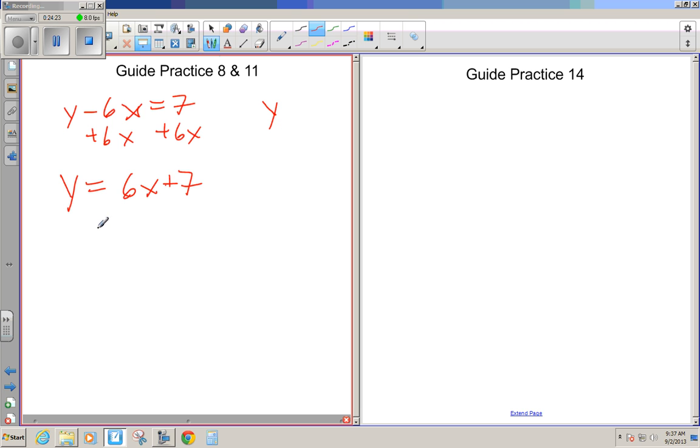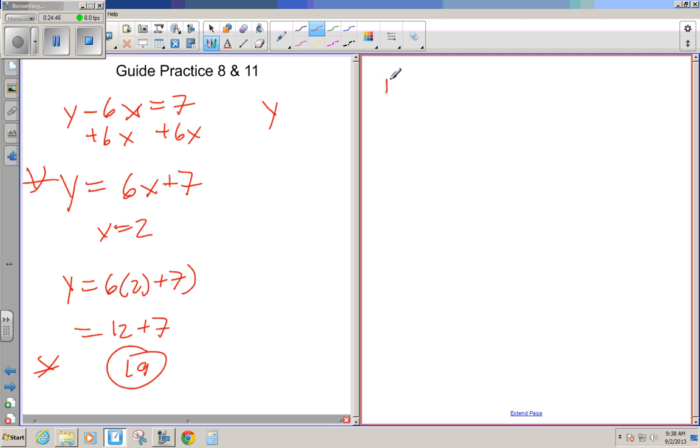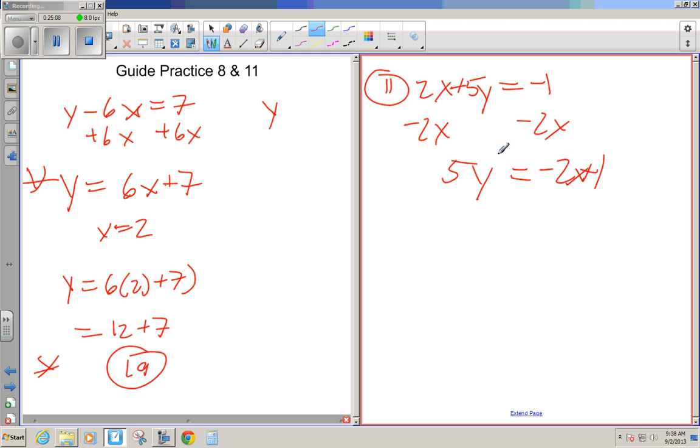And then it says when x is 2, so y equals 6 times 2 plus 7, 12 plus 7, 19 is your answer. So this has 2 parts. Number 11, 2x plus 5y equals negative 1. Solve for y. So get rid of the 2x, divide by 5, and you got your equation.